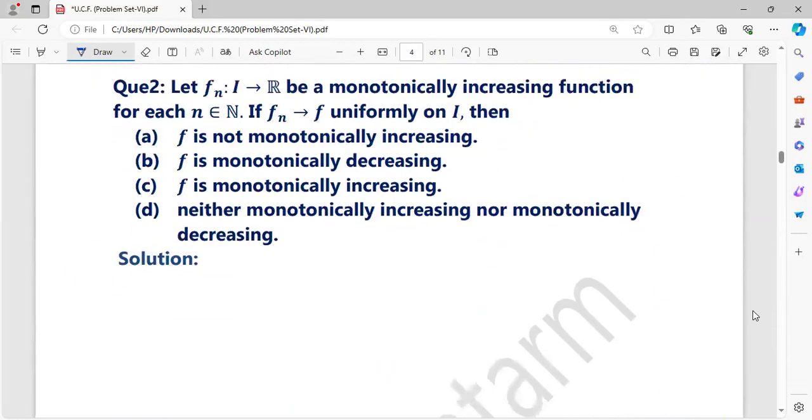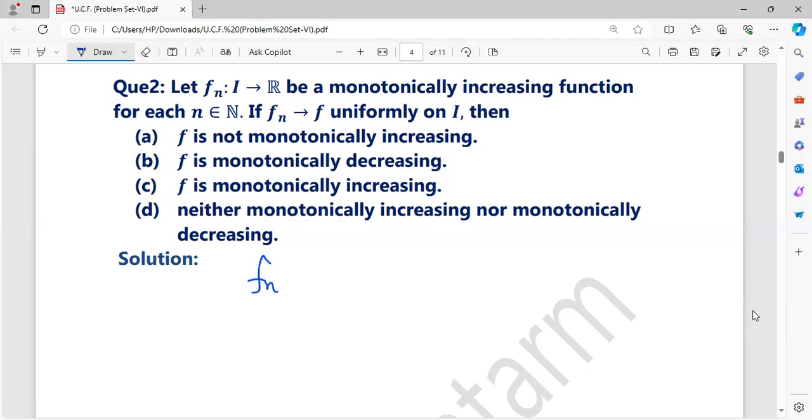Now you see this question. f_n are monotonically increasing functions and f_n converging to f uniformly. Then what will be? The first option is given: f is not monotonically increasing. The second option: f is monotonically increasing. The third option: f is monotonically increasing. The fourth: f is neither monotonically increasing nor monotonically decreasing.